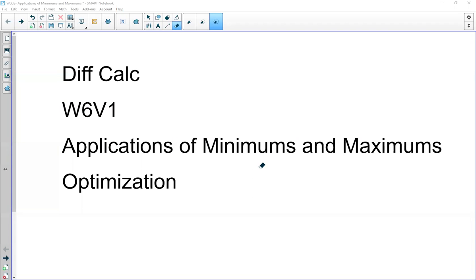Today we're going to be looking at applications of minimums and maximums. This is otherwise known as optimization. Let's go ahead and get started.